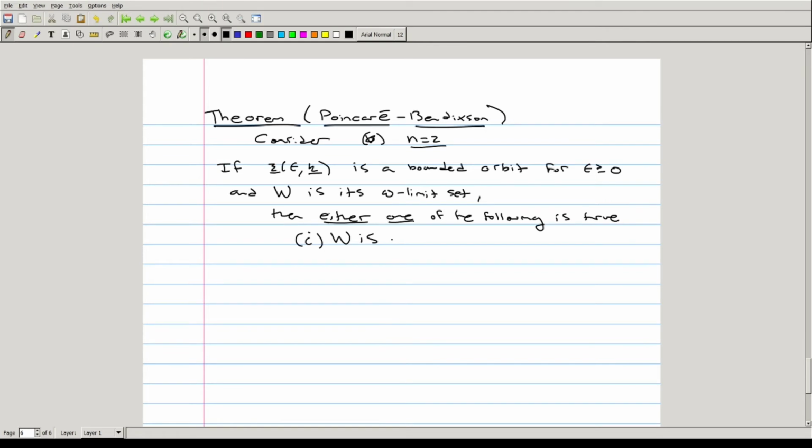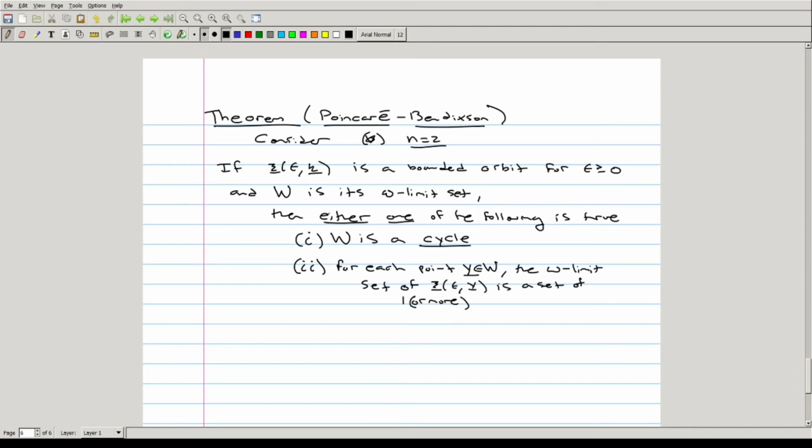W is a cycle or limit cycle, or for each point y in W, the omega limit set of psi of t comma y is a set of one or more equilibrium points.